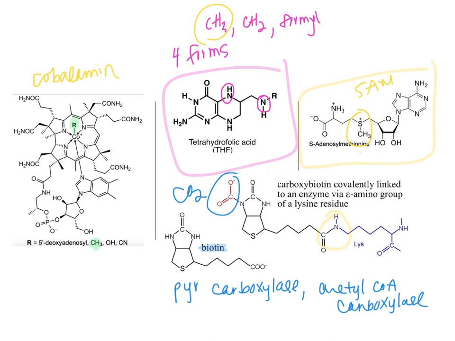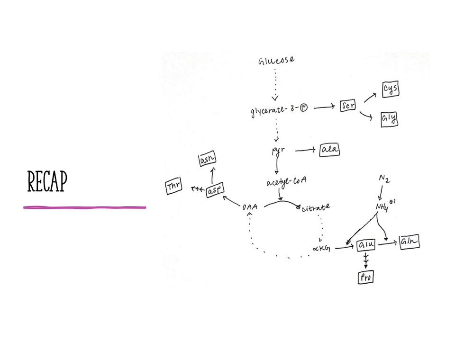So today we talked about single carbon carriers for more reduced flavors of carbon, but we've already seen the single carbon carrier for the oxidized flavor of carbons, the CO2, in the pyruvate carboxylase and acetyl-CoA carboxylase reactions. Biotin is vitamin B7, in case you wanted a reminder of that. All right, those are our single carbon carriers.